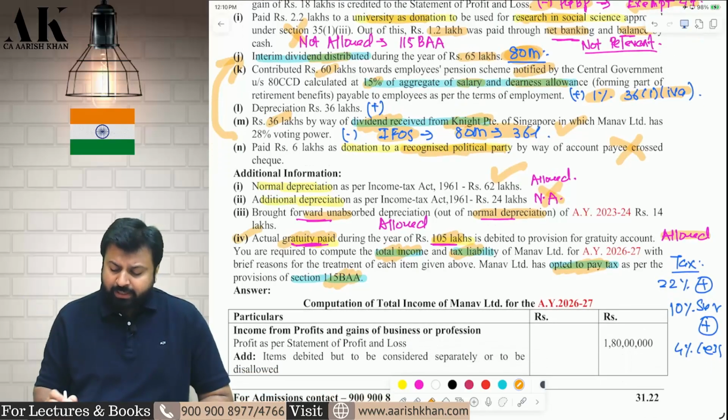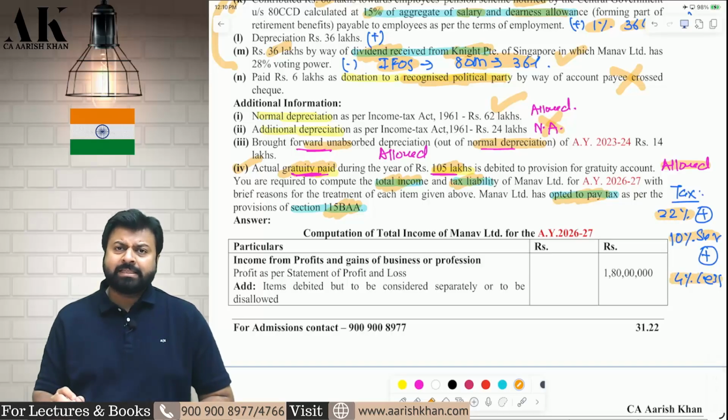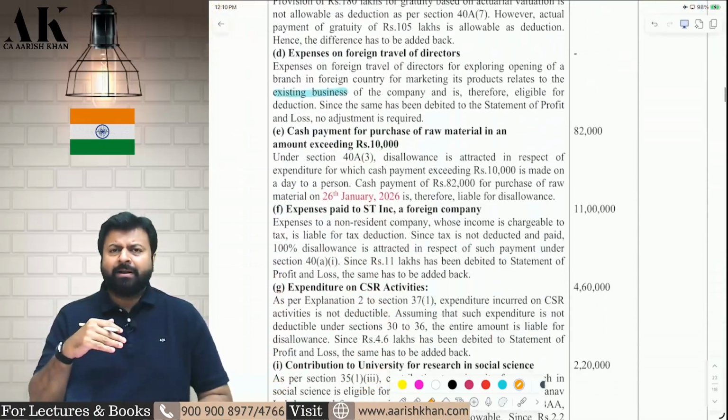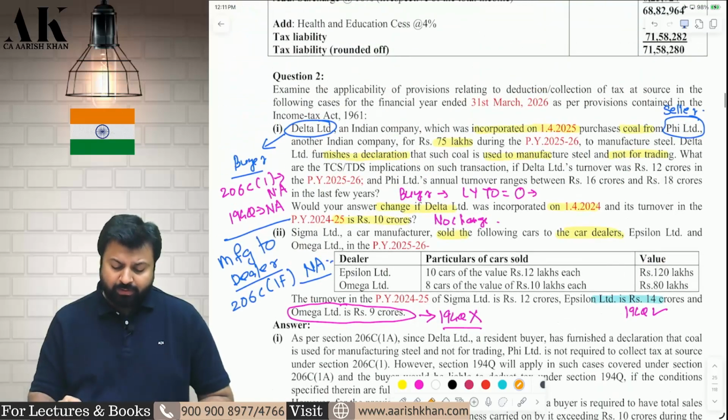Okay. And the last one, I have already told you. There is no special income in this case. Therefore, only 22% tax, 10% surcharge and 4% cess will be imposed. No special income, no long-term capital gains, no short-term capital gains, nothing is there. So this is what this question is all about. Let's go to the next question.